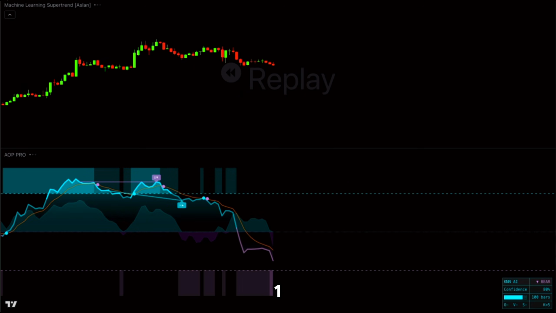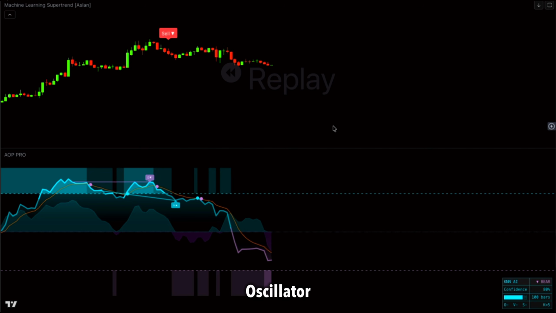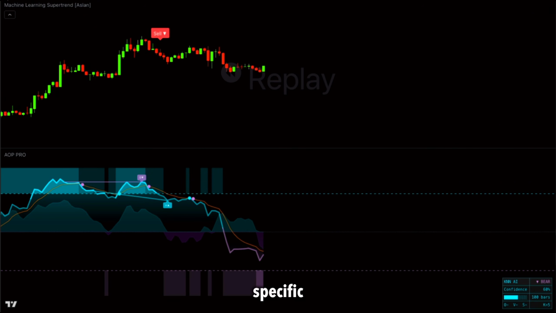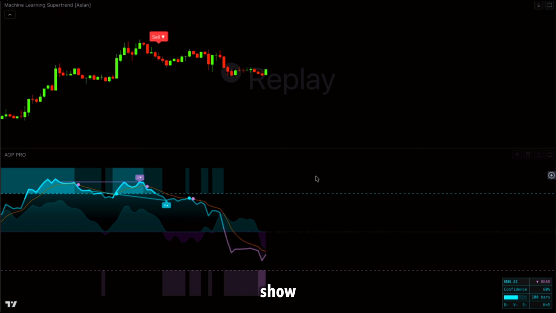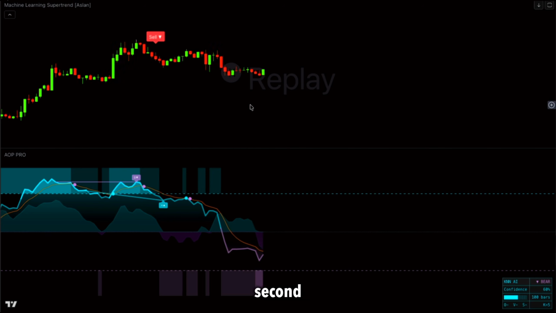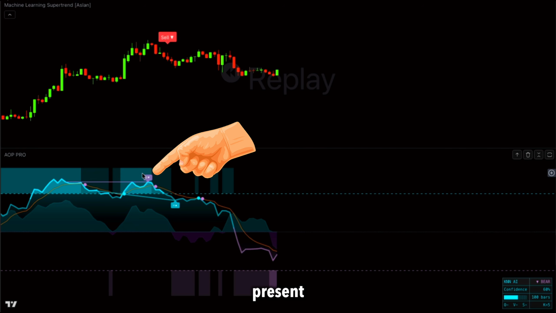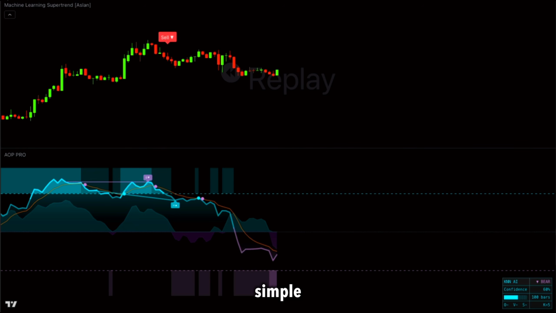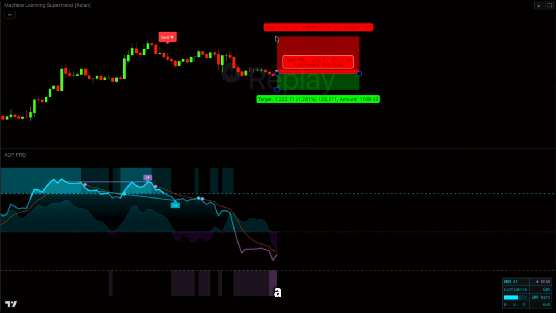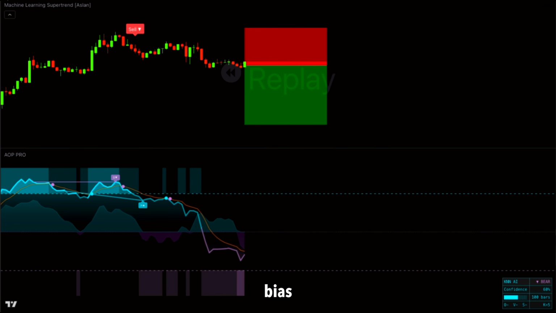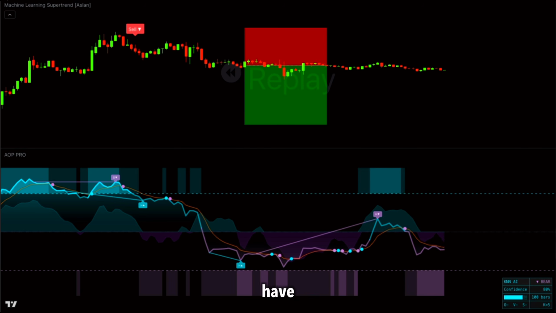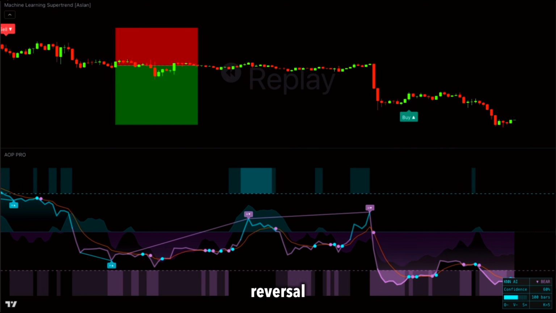Now drop down to the 1-hour chart and load the Artemis Oscillator PRO. You are looking for 2 specific confirmations. First, the K&N bias panel must show the correct direction with at least 80% confidence. Second, there must be a divergent signal present. That is it. 2 simple but powerful confirmations. When the Machine Learning Supertrend identifies a structural shift and Artemis confirms with high confidence machine learning bias plus divergence, you have an extremely high probability reversal setup.